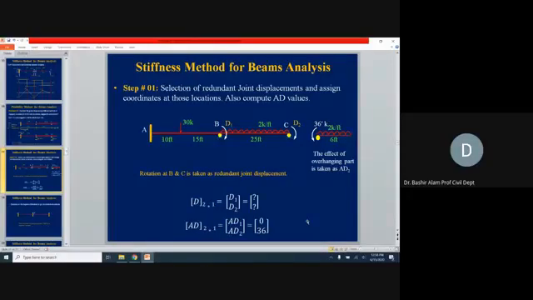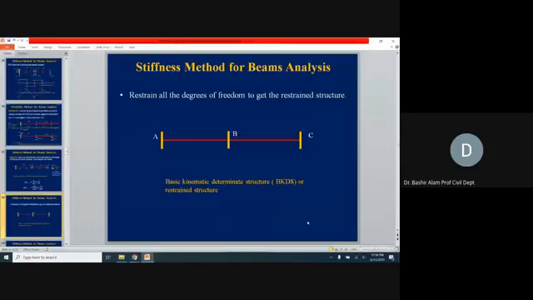Quickly, we will be moving on. The rest of the procedure I'll be explaining. This is now the basic determinate structure. At B, we have a fixed support. At C, we have also put a fixed support. So those locations are clamped against rotation. This is our restrained structure.